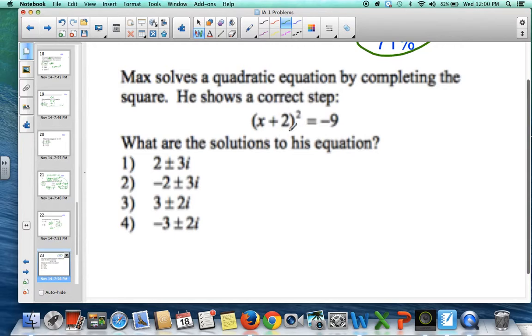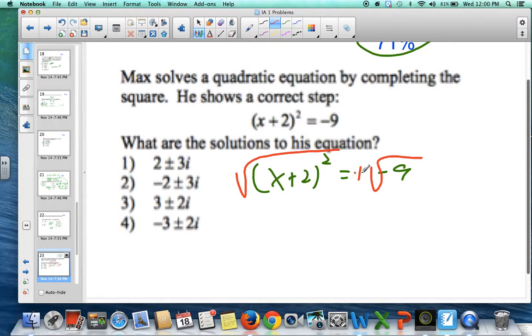What is the solution? The solution now, x plus 2 squared equals negative 9, is to take the square root of both sides. So if we take the square root of this side and the square root of this side, remember when you take the square root, it's plus or minus. So that becomes x plus 2 equals plus or minus.